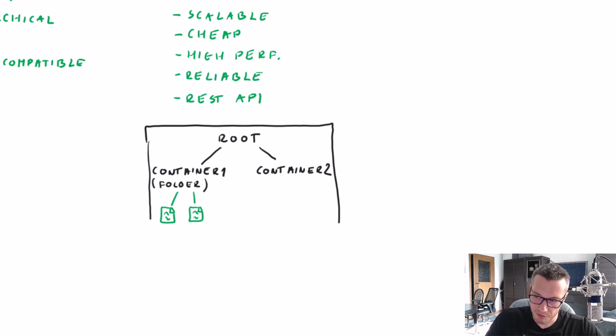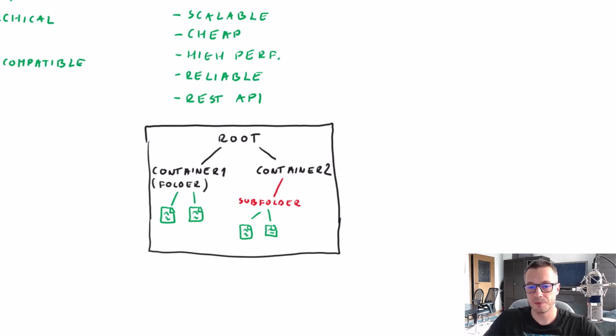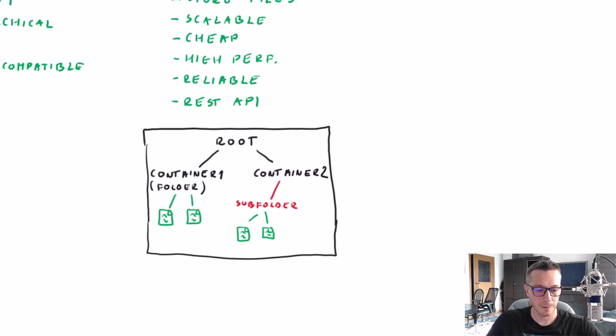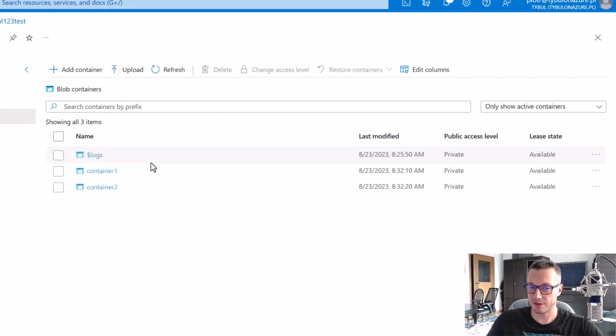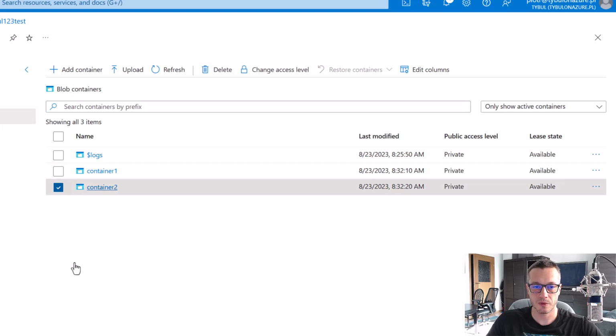For example, we would like to create a subfolder inside our second container and then store our files in it, just to have a little bit more organized structure. So let's see whether this is possible. So let's get back to our Azure portal. Let's move to the second container, container2.